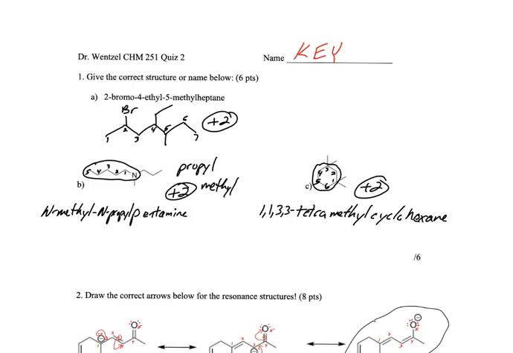All right, quiz 2. Heptane. So 1, 2, 3, 4, 5, 6, 7, right? 7 carbons. You gotta have that number down. Carbon 2 is bromine. 3, 4, ethyl, methyl, right? I could number from either way, but bromine's on carbon 2.